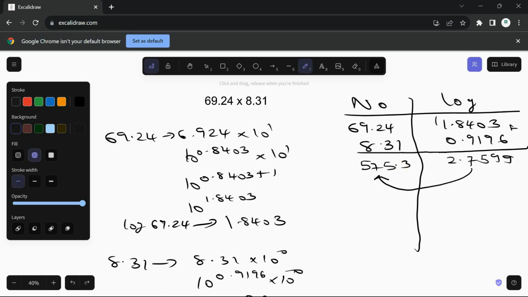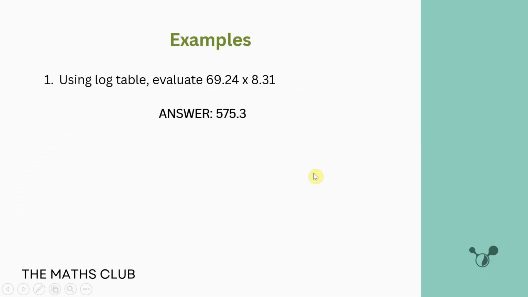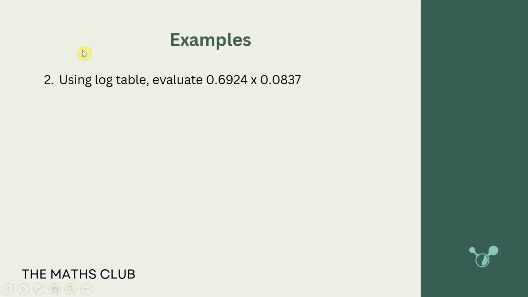575.3. Right, so this is how we actually solve questions like this using the anti-log table. Now let's see if our answer is actually correct. 575.3. Great.